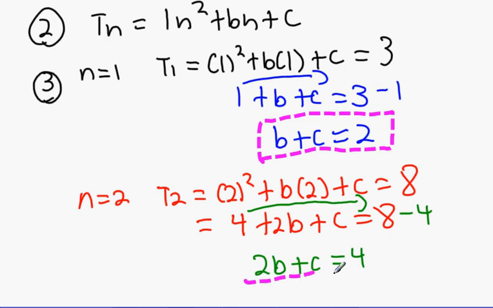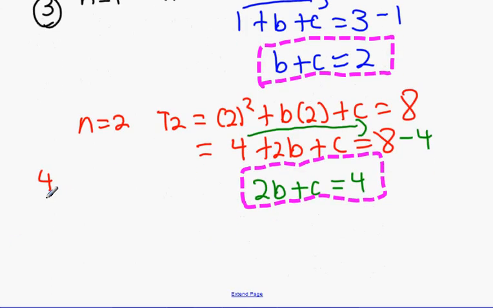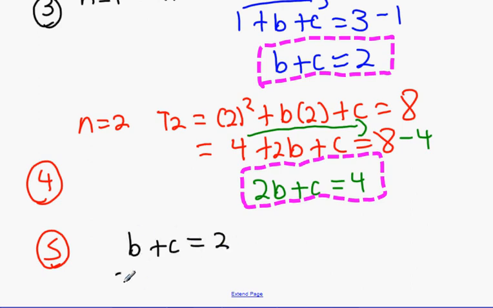Now we have a simultaneous equation. Number 4 is to make the two halves of the simultaneous equation, which is the two purple boxes. Number 5 is to solve the simultaneous equation. So it's going to be b plus c equals 2, and then 2b plus c equals 4.